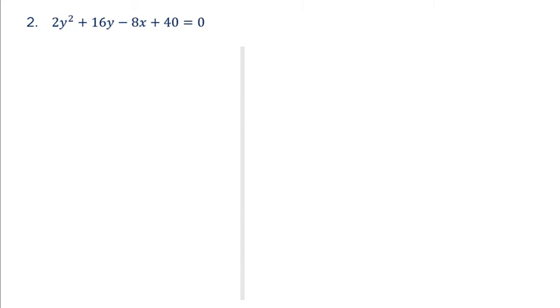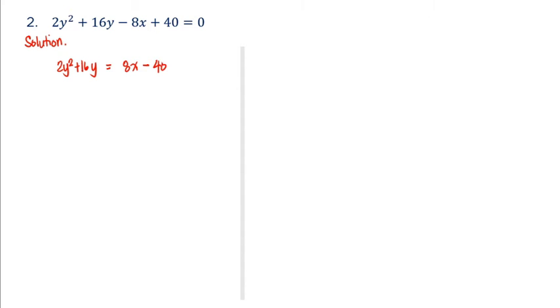So we have here 2y squared plus 16y minus 8x plus 40 equal to 0. The same process pa rin ang gagawin natin. Since y ang naka-square, isolate natin yung mga terms with y. Okay? So for the solution, we have 2y squared plus 16y equal to, yung iba naman ilagay natin sa right hand side. So from negative 8x magiging positive 8x siya, and positive 40 magiging negative 40 siya.